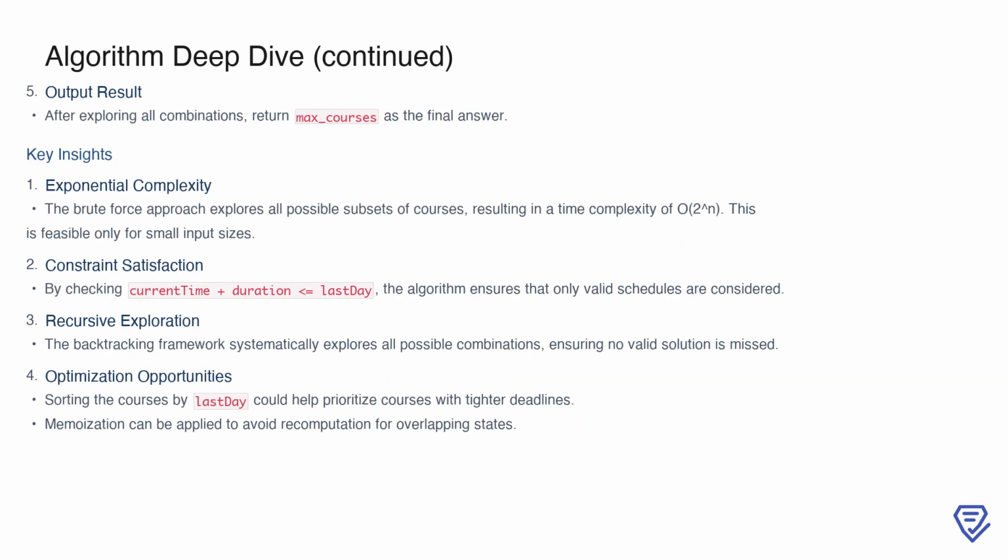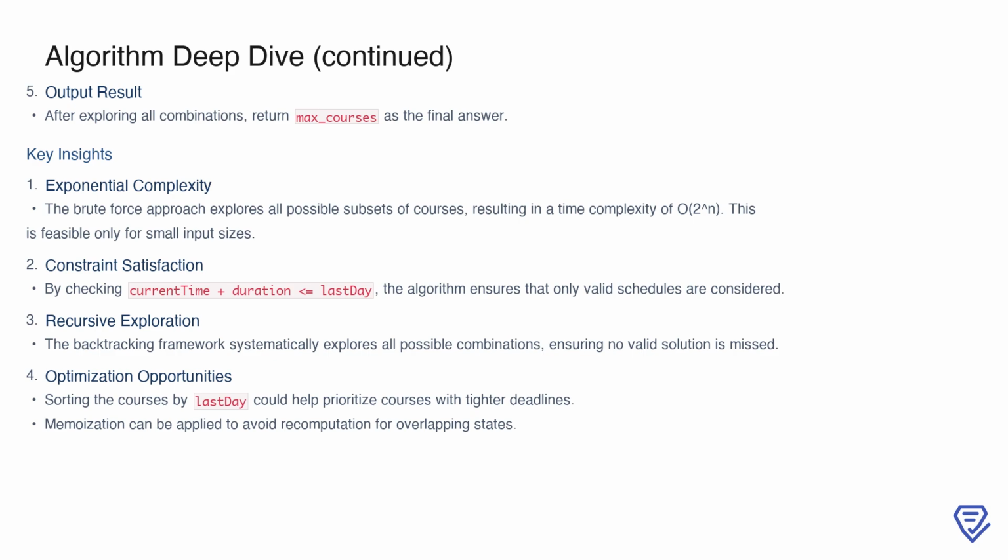Once all combinations have been explored, the output of our algorithm is stored in the max_courses variable, which represents the maximum number of courses that can be taken while meeting all deadlines. However, this brute force approach comes with its challenges. The time complexity is exponential, specifically O(2 to the power of n), as we are exploring all subsets of courses. While this is computationally feasible for small input sizes, it becomes impractical as the number of courses grows.